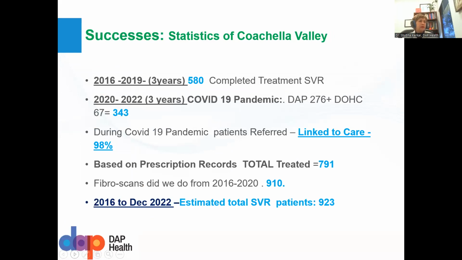And statistics of Coachella Valley, just to summarize: between 2016 or around that time until about December of 2022, so far treatment cured, or SVR, is estimated at around 923. This is based on several different data extractions, because of the split of the managed care organization and DAP Health that had to happen due to the COVID pandemic and other infectious disease priorities in the community, and based on prescription records. Next slide.